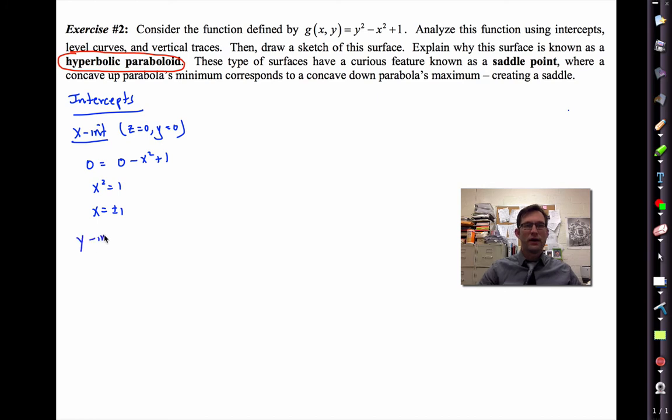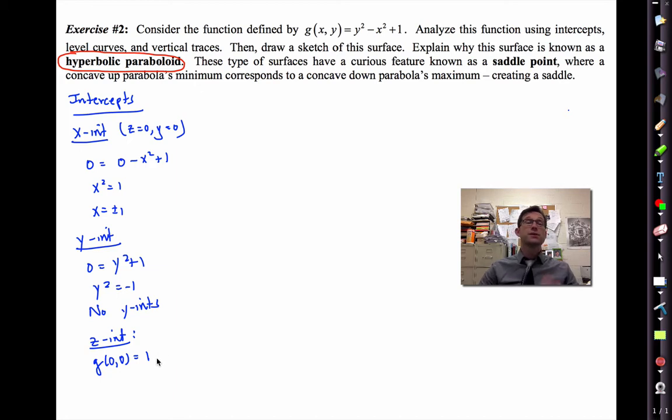Let me do my y-intercepts. All right, let's set z equal to 0. Let's set x equal to 0. I get y squared equals -1. Oh, whatever. So I get no y-intercepts. Trust your math. And the z-intercept, all right, that's just going to be g of 0, 0, which is going to be 1. All right. So no y-intercepts. That's interesting. Somehow this hyperbolic paraboloid, I don't know if I want to say runs parallel to the y axis, but never touches it.